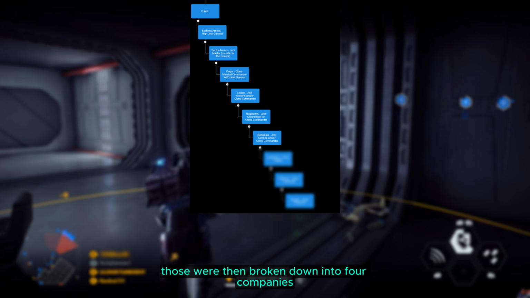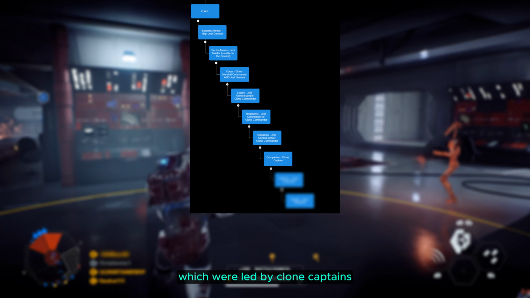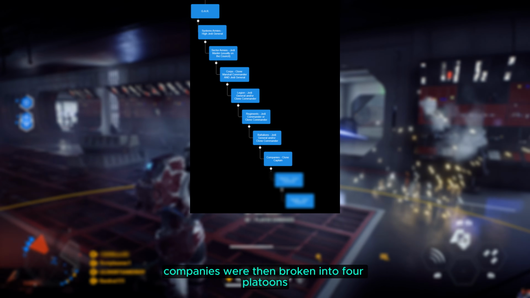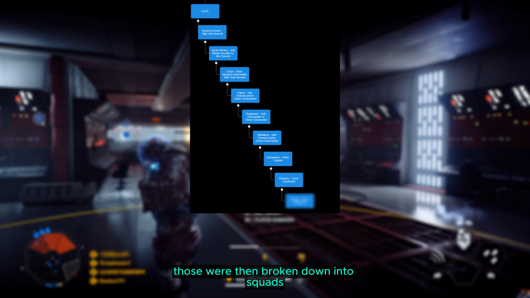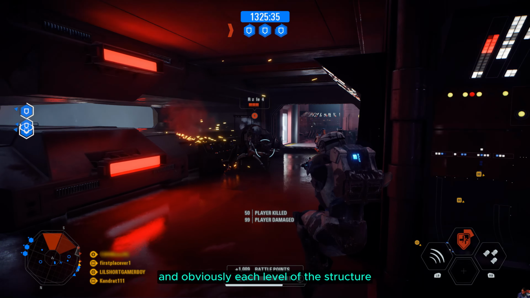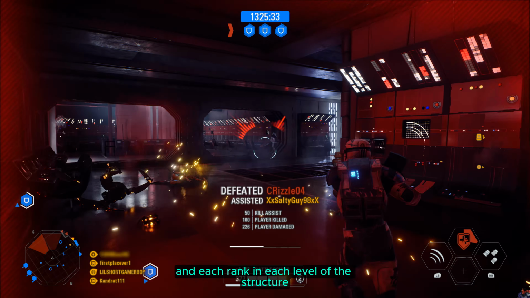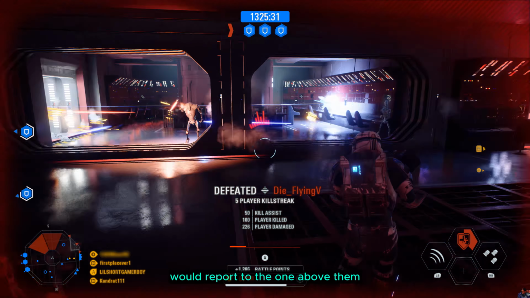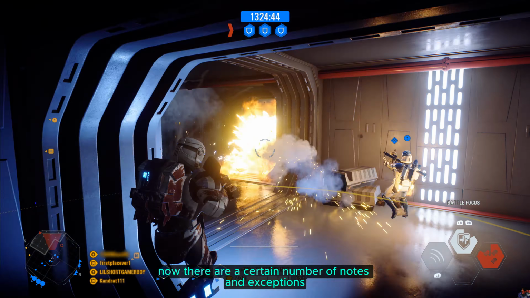Those were then broken down into 4 companies, which were led by clone captains. Companies were then broken into 4 platoons, led by a clone lieutenant. Those were then broken down into squads, which were led by clone sergeants. And obviously, each level of the structure and each rank in each level of the structure would report to the one above them.